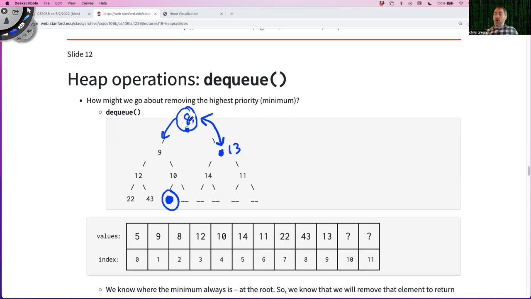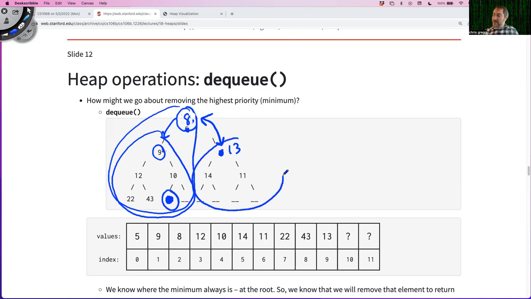Is this 8 okay, because we're never going to touch the left side of this tree? Is the 8 okay for the left side of the tree? It has to be, right? Because it was already smaller than 9, and we know that 9 was already smaller than all of its children. So we know that the 8 for the left-hand side of the tree is fine. And we know that it's better than 13. So now let's take a look at this part, the 13 below.